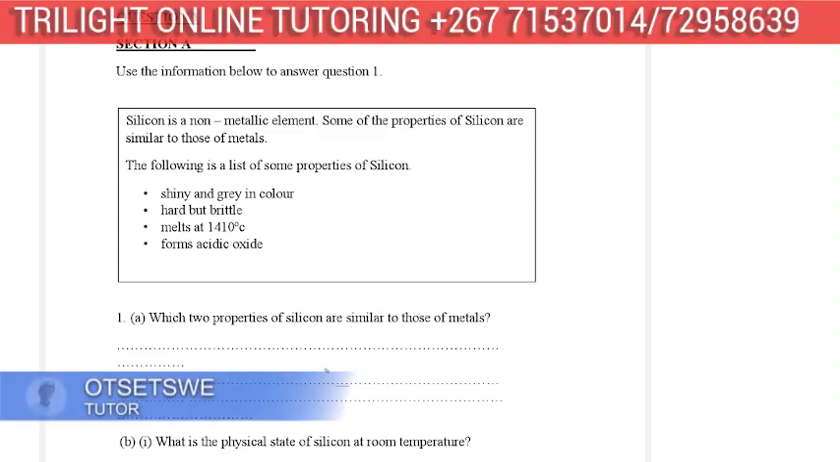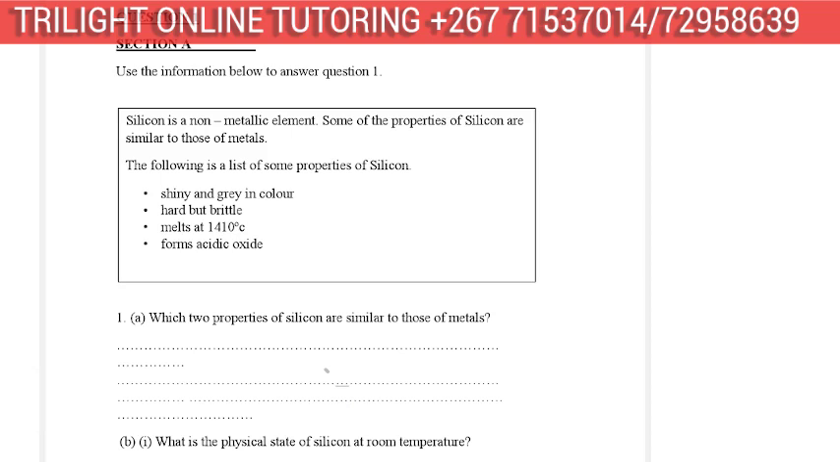Welcome back. Today we are looking at JCE Science. They passed the paper 2014. So let's look at question 1, section A. It says use the information below to answer question 1.